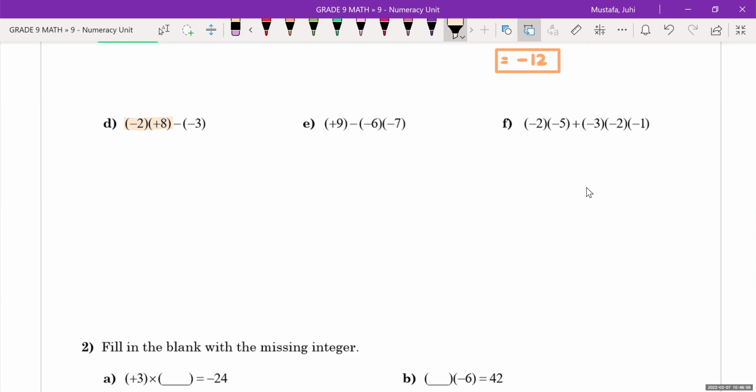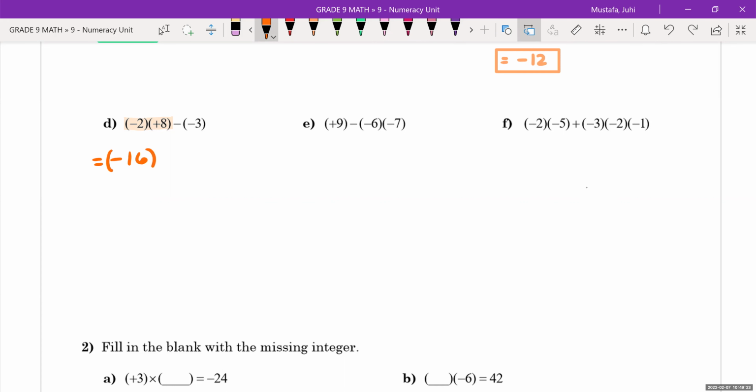We haven't gone over BEDMAS yet, but hopefully you guys remember it from grade 8. Whenever you have a question like this, you have to multiply the numbers before you can subtract them. So I'm going to do this in order. First, I'm going to multiply these two numbers together. -2 times +8. You could just say it out loud. What do you think? -2 times +8. -16. And I'm going to go ahead and just keep it in brackets.